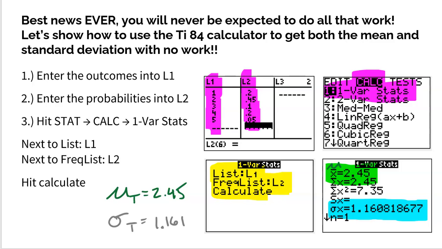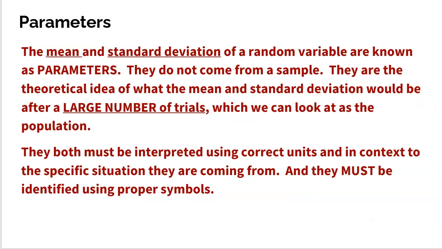And just one more comment I want to make on parameters. The mean and standard deviation of a random variable are known as parameters. They do not come from a sample. If we just said, hey, let's sell 5 customers, let's just look at 5 customers, find the mean, find the standard deviation, yes, that would be statistics because it's coming from a sample. That would be X bar and S.